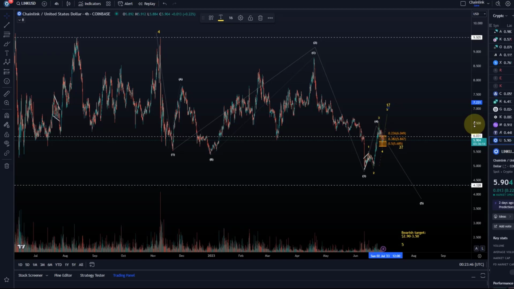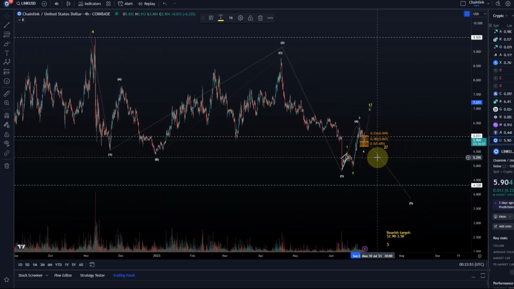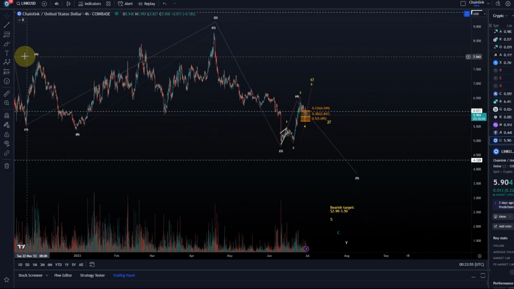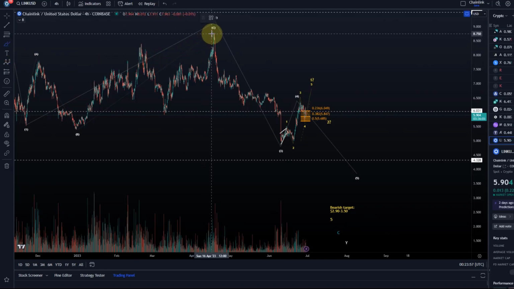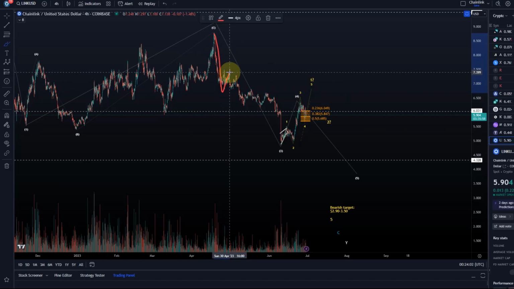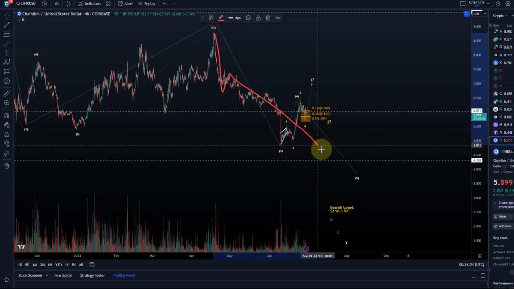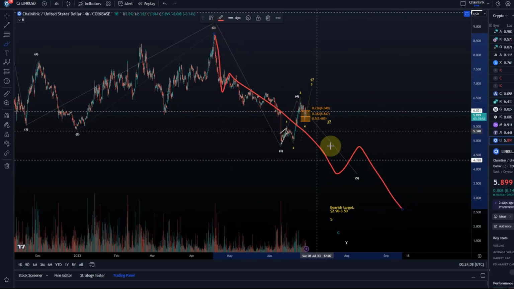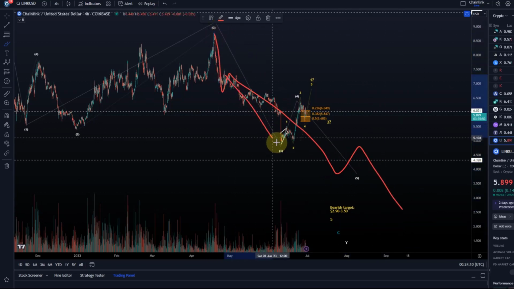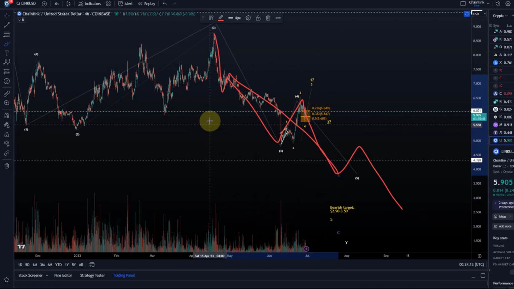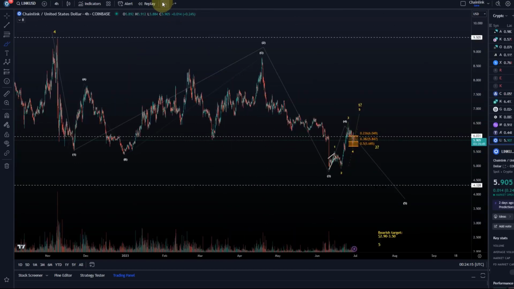I could also label that a little bit differently here on the way down, but for now I leave it as it is. Okay, let me just show you an alternative count. So I could say the move down here was a wave 1, a wave 2. The wave 3 would still be in the making. That would be even more bearish. Then a 4 and a 5. I would then look at this also as an ending diagonal, and here A, B, C possible as well. But either way, nothing really attractive at the moment.